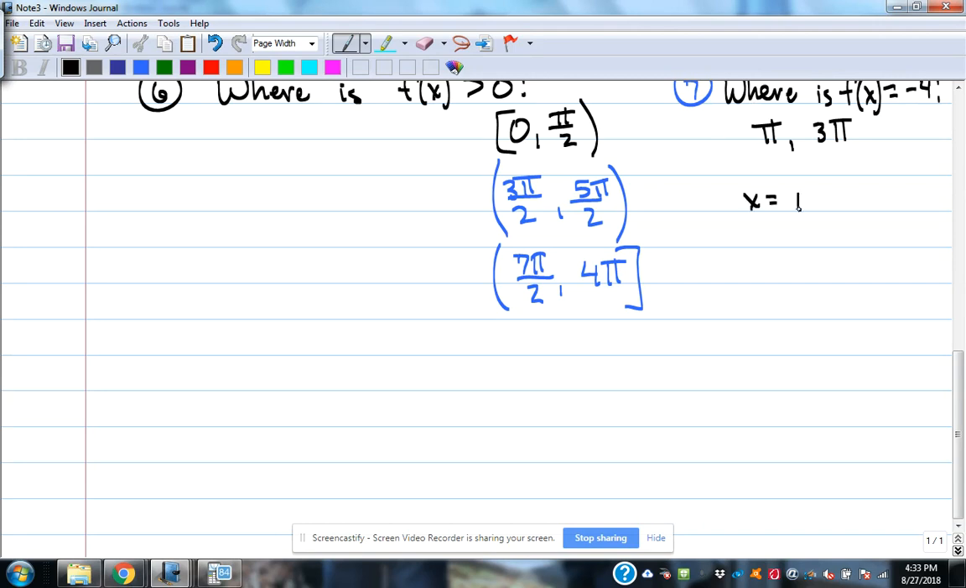If you wrote it like this, x equals pi and x equals 3 pi, that's fine too. Just a list of the x values that it's happening at. That's fine with me. Just making it clear.